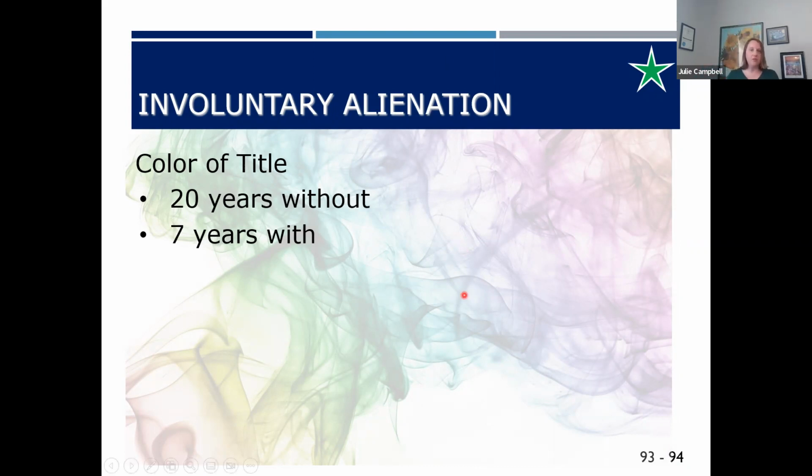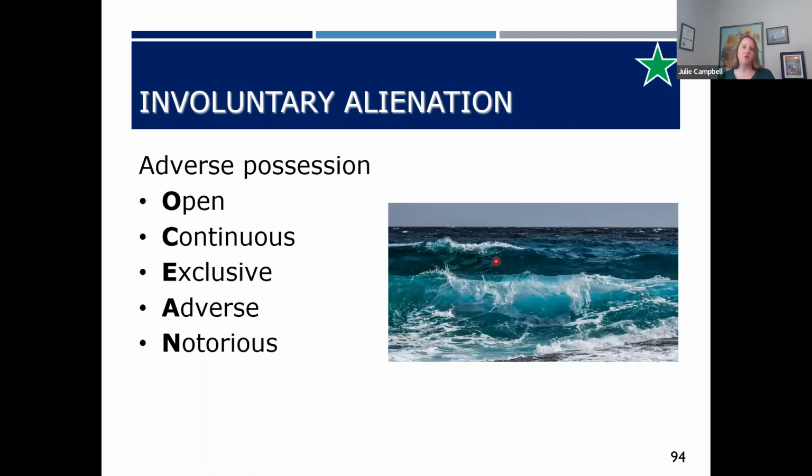So in other words, you can go to the judge after 20 years and say, I've been using this property long enough. I want it. Give it to me. And the judge could grant you that property. So when you go to a judge and say, I've been using this for 20 years, I want this property, the judge is going to ask you a series of questions. And we can remember these questions by remembering OCEAN.